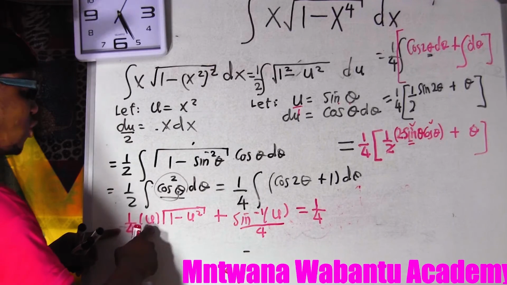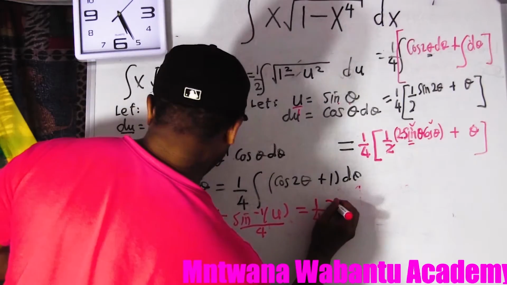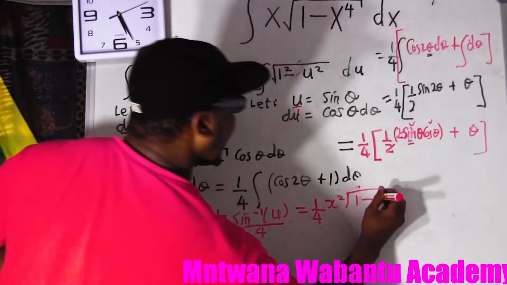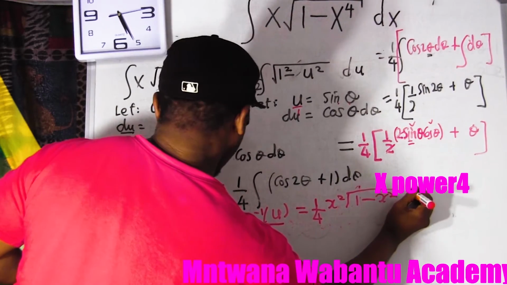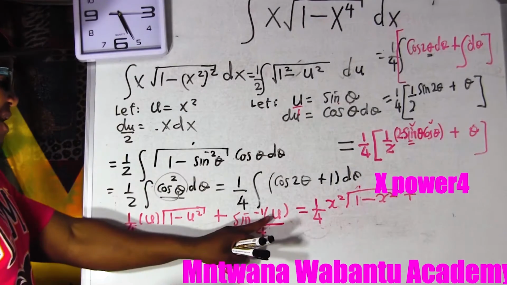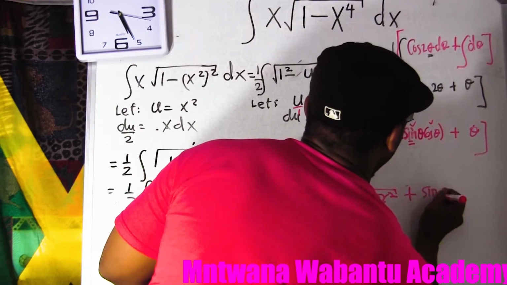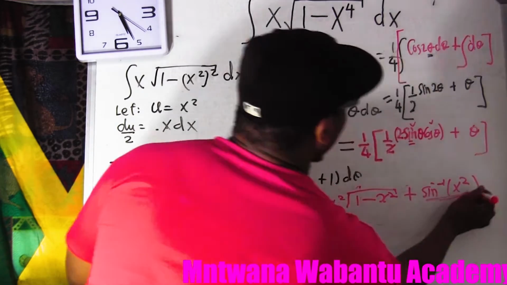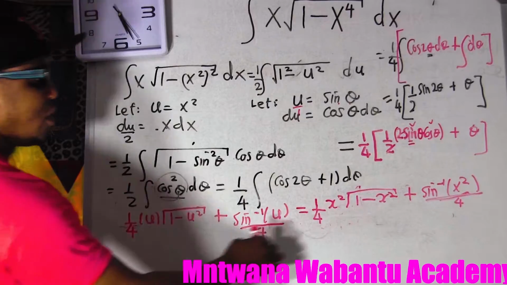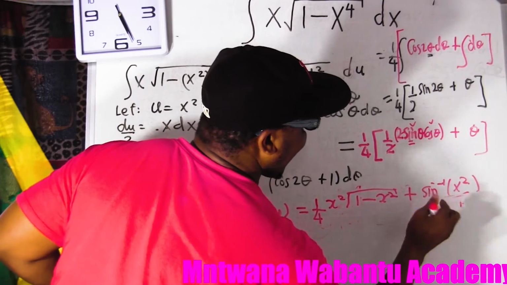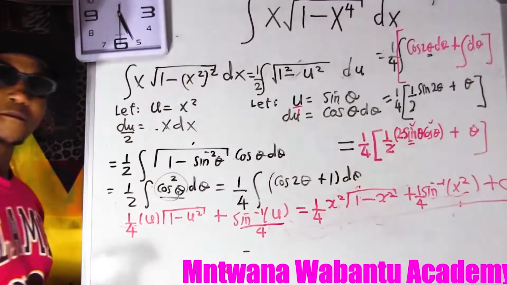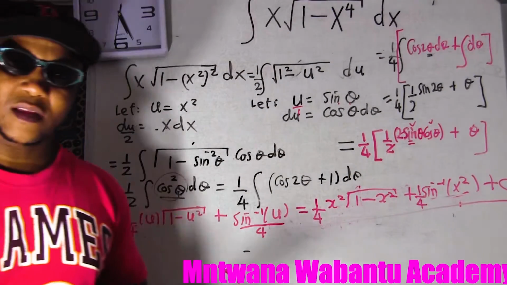1 over 4 times u. What is u? u equal to x squared. So I'm going to say x squared times the square root of 1 minus x squared squared, plus sine inverse of x squared, everything over 4 because it's 1 over 4. Or if you don't want to do that, you can write C prime and then plus your constant. And that's the end of the equation.